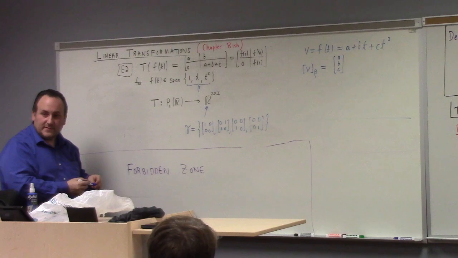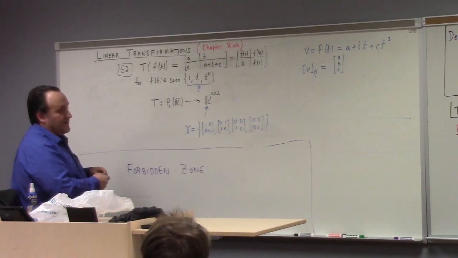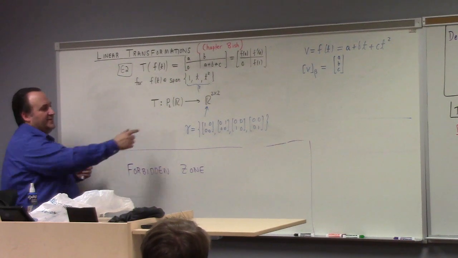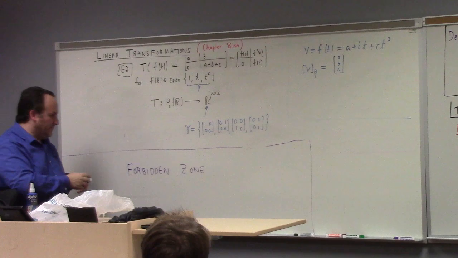I have a clarifying question. So the beta is the basis for the P2? Basis for P2, right. Gamma is the basis for the R 2 by 2. That's right. I'm thinking of this as V and this as W in my general discussion. I'm trying to give you an example.